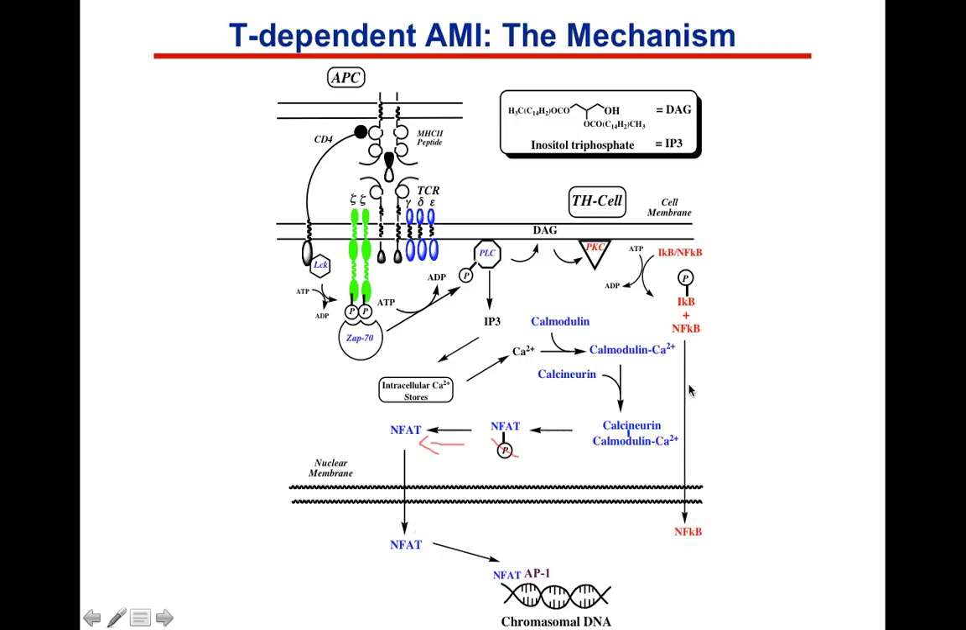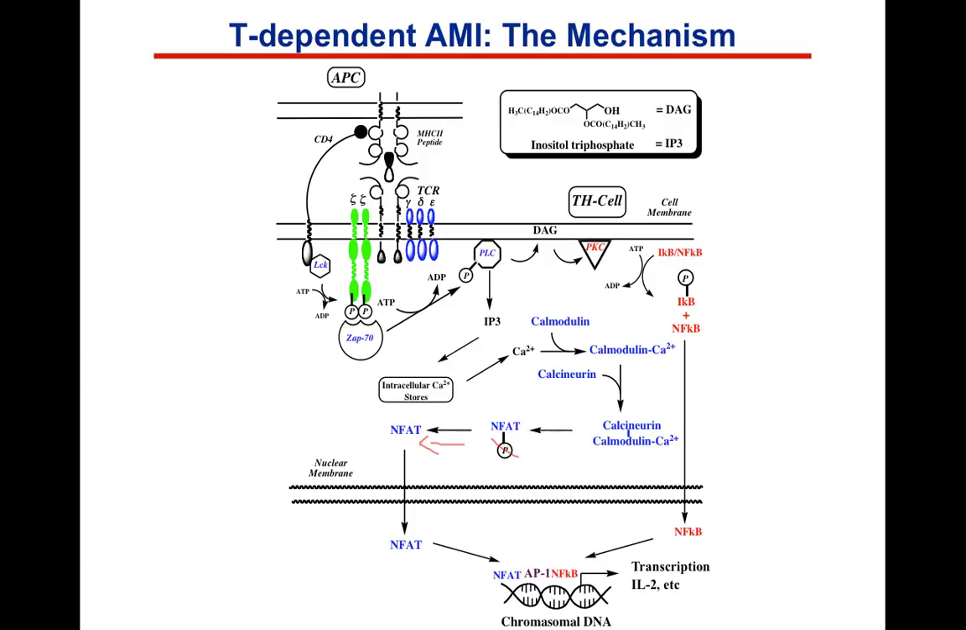And so the NF-kappa B is now going to be able to get across the nuclear membrane into the nucleus, and it's going to bind to the DNA, to the chromosome, and end up leading to IL-2 production and those cytokines that we've already talked about.